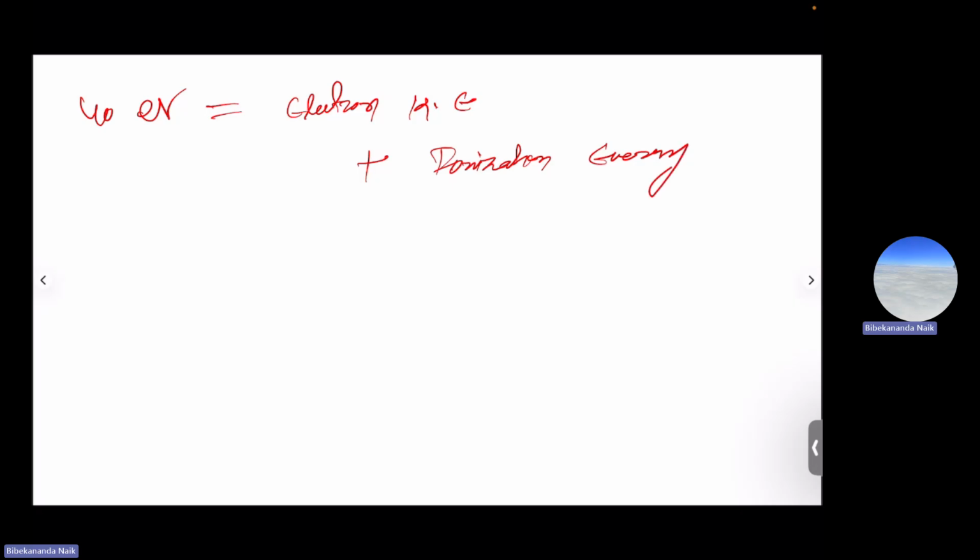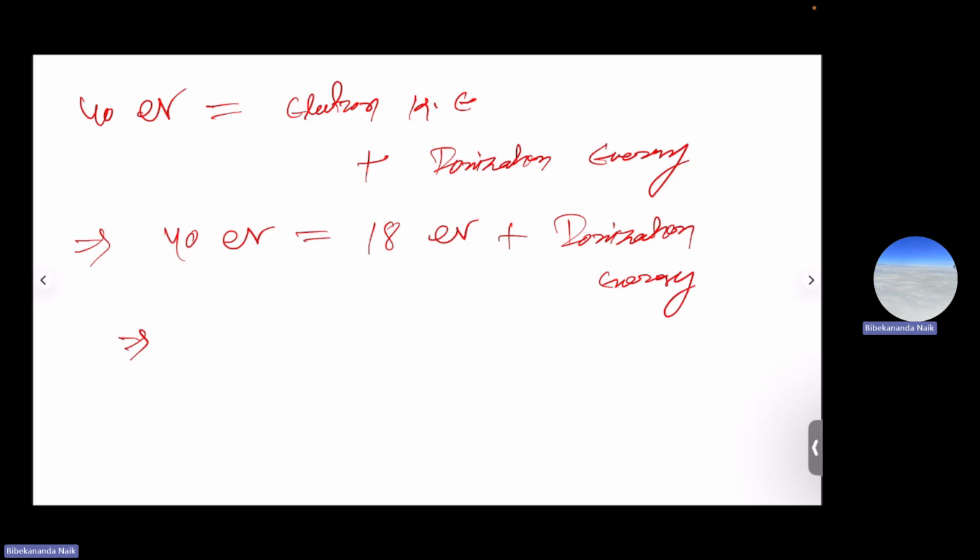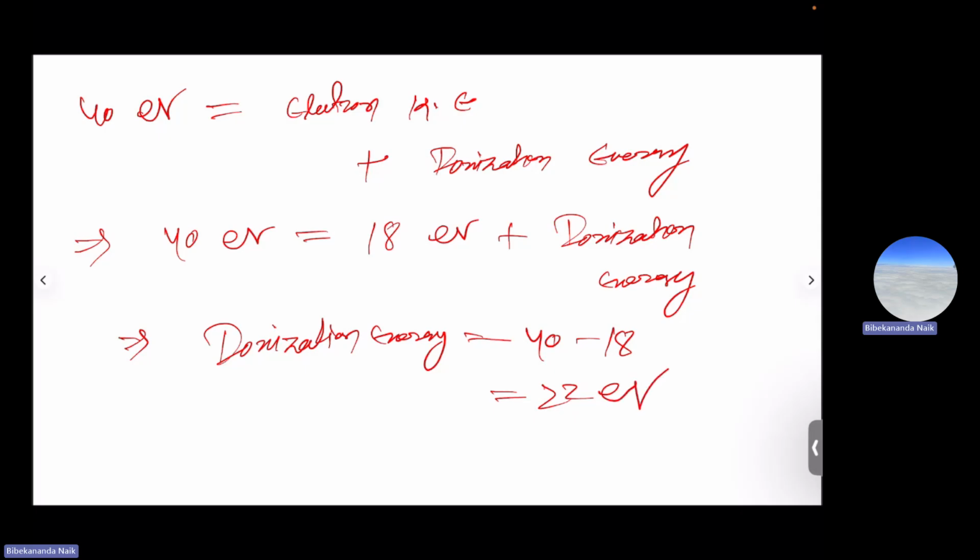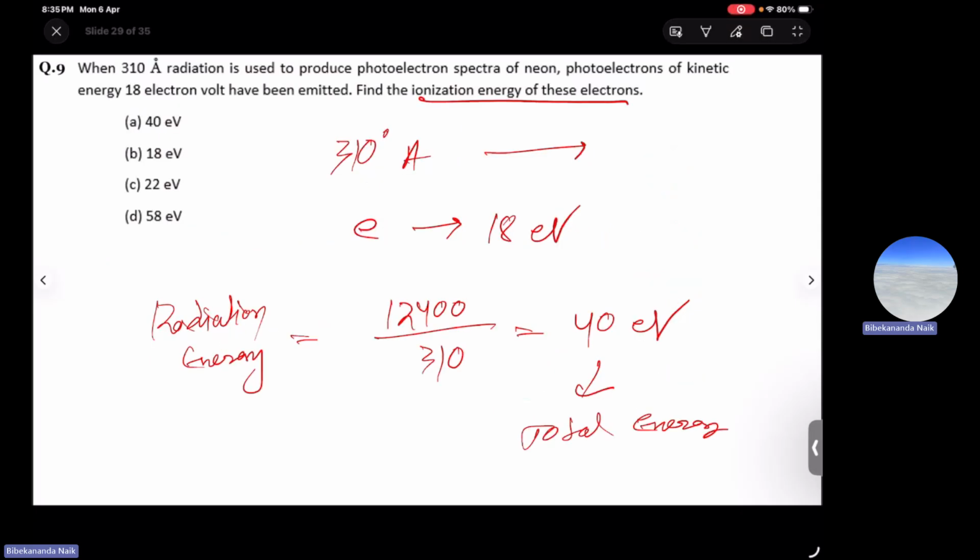So 40 electron volt is 18 electron volt plus ionization energy. So that implies the ionization energy will be 40 minus 18 equals 22 electron volt. So the correct option is option C, 22 electron volt.